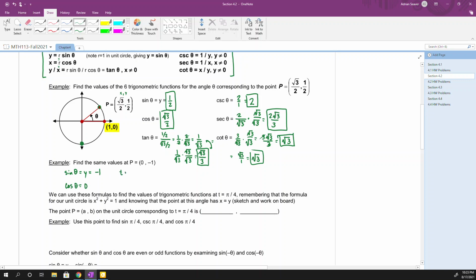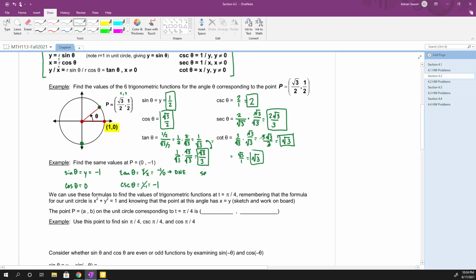Tangent of theta is going to be y over x, so it'd be -1 over 0. Guess what? Does not exist, right? We can't divide by 0. So the tangent for this point, at least, does not exist. We keep going. We could say, all right, the cosecant of theta. I'm going to take the sine of theta and flip it, so I just have 1 over -1. But again, it's just -1.